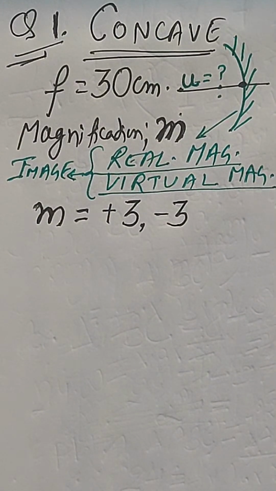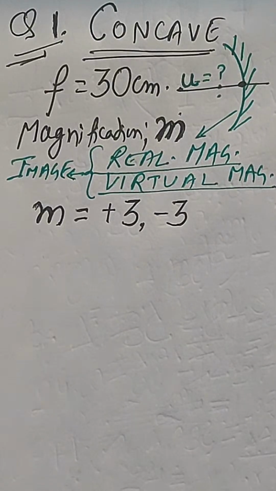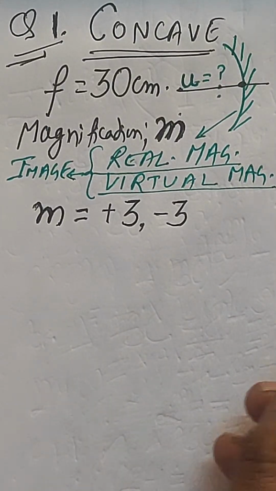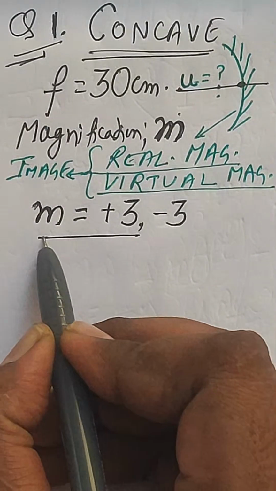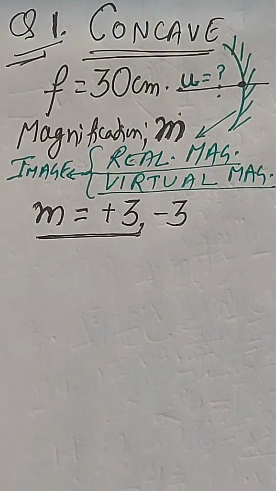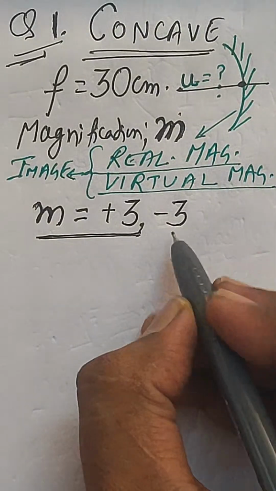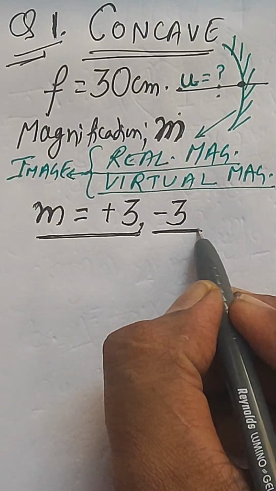Hi Shimya, morning. So the two conditions will be generated based upon these, when m equal to plus 3 and when m equal to minus 3.